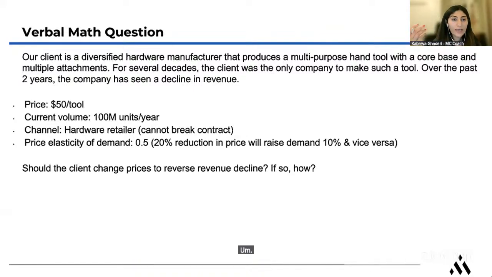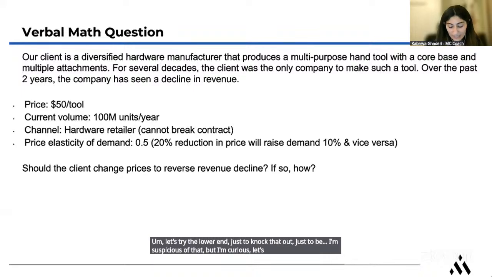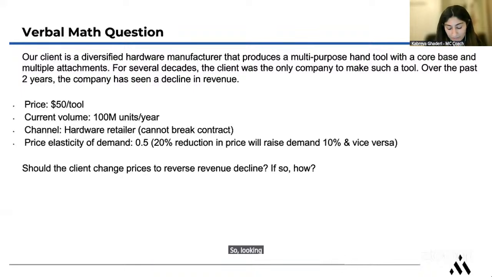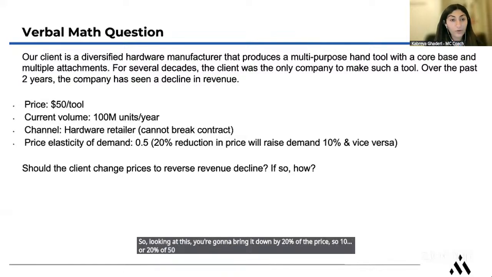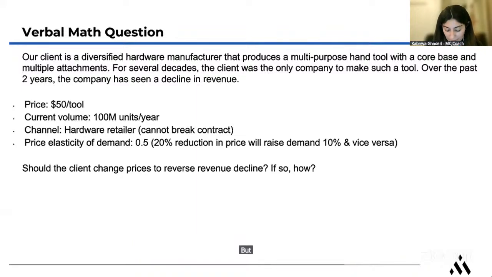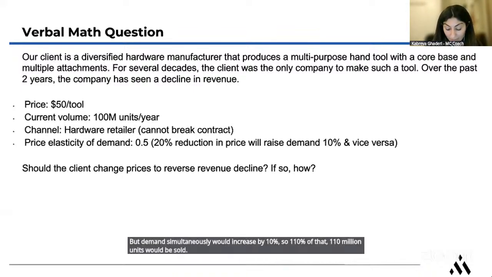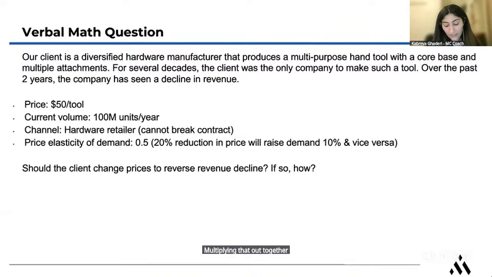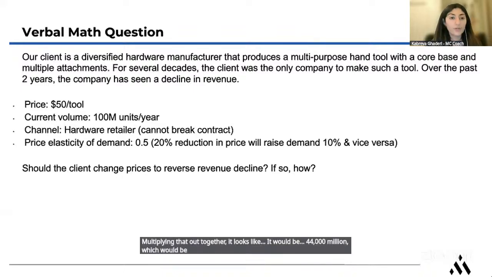Let's try the lower end just to knock that out. I'm suspicious of that, but I'm curious. Let's see what that ends up being. So looking at this, you're going to bring it down by 20% of the price. So 20% off of 50 would be a $40 price point, but demand simultaneously would increase by 10%. So 110% of that, 110 million units would be sold. Multiplying that out together, it looks like it would be 4,400 million, which would be $4.4 billion.